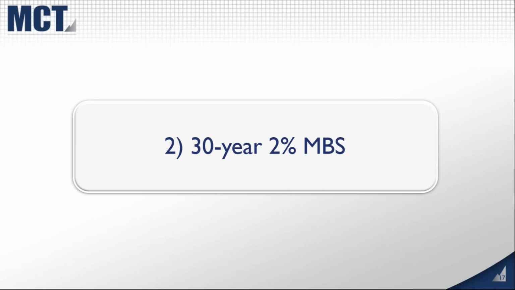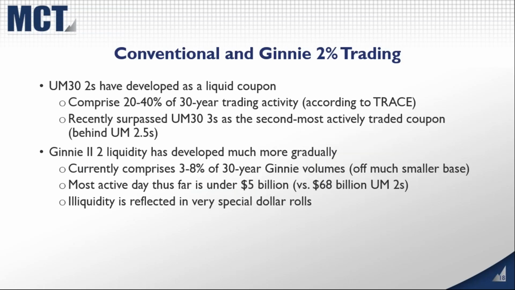So now a question we get a lot, both from clients and internally from MCT's traders, is let's look at 2% MBS. Both the conventional and the Ginnie markets are offering trading in 2% TBAs. UMBS or Fannie 2s have developed as a very solid liquid coupon. It comprises on any particular day 20 to 40% of 30-year trading activity, according to TRACE.